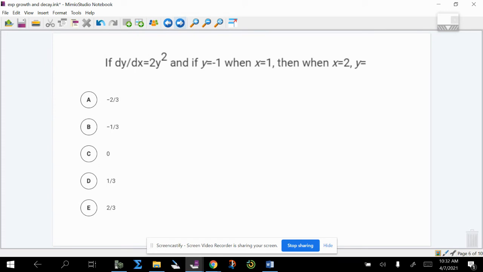So this next one, same idea. It gives you a differential equation. I pulled this one straight from the AP Classroom site. They give you an initial condition when y is negative 1, x is 1, and then they ask you to figure out what y equals whenever x is 2. So the same type of setup.